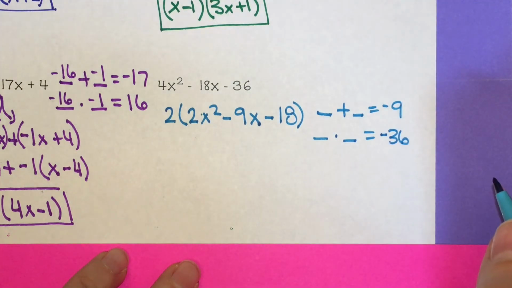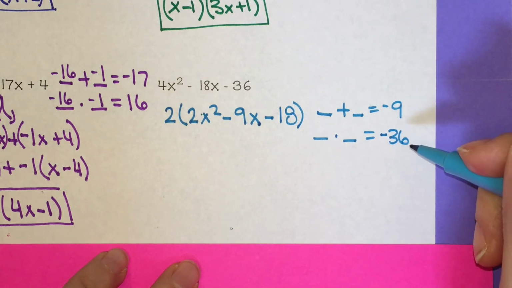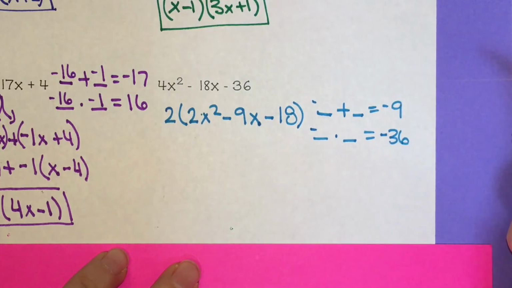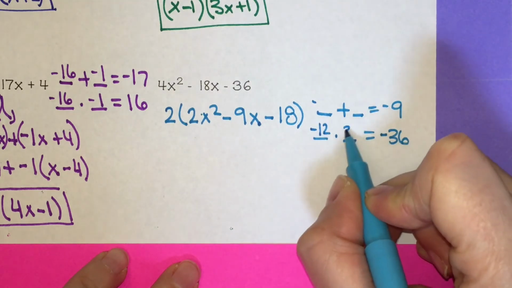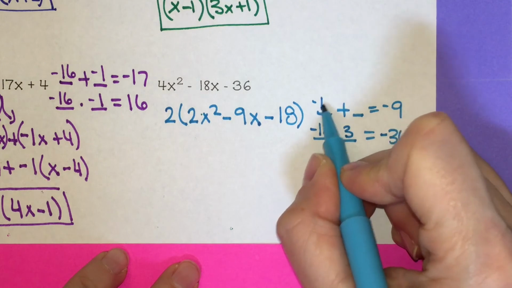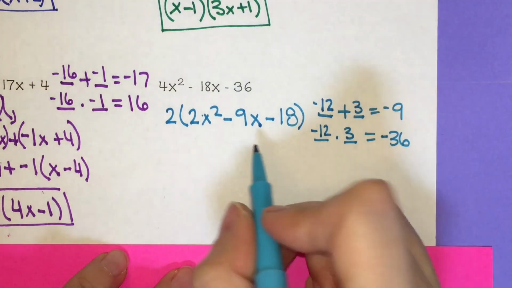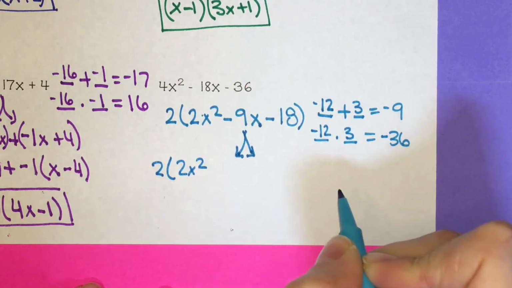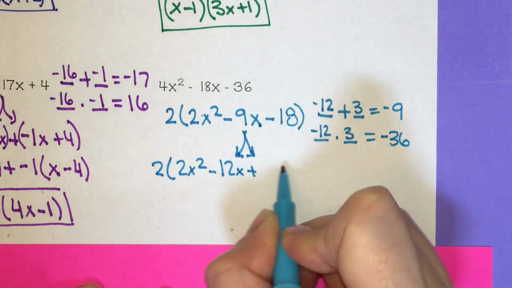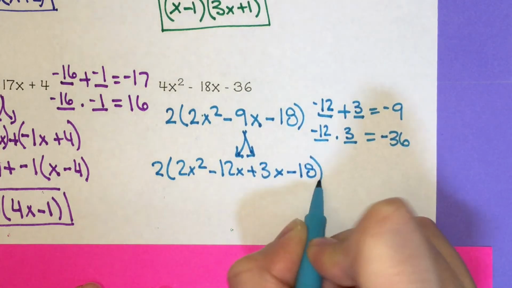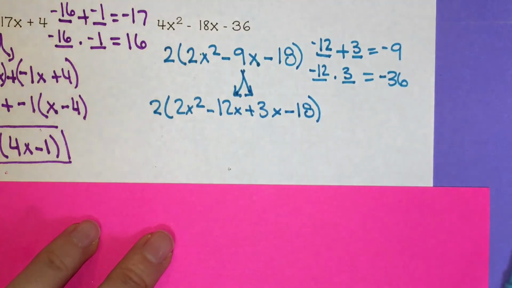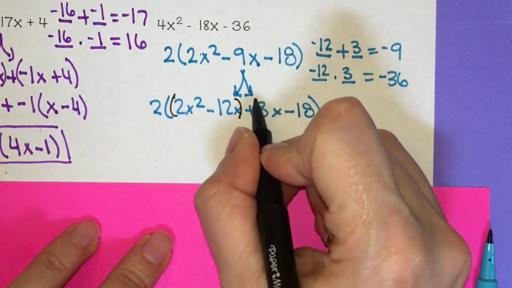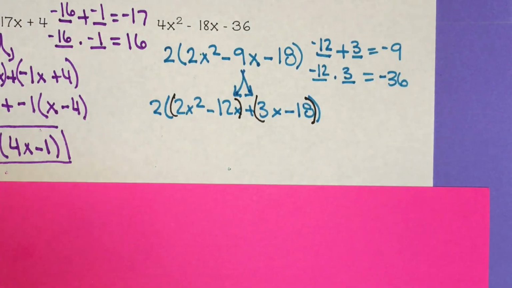All right, so on this one, one's positive, one's negative. So I'm going to just make that first one negative. I'm going to say negative 12 times positive 3 is negative 36. Negative 12 plus 3 is negative 9. So that splits up my negative 9x. So we have 2 times 2x squared minus 12x plus 3x minus 18. Okay, I'm going to put parentheses around my first 2 terms in the big parentheses and my last 2.